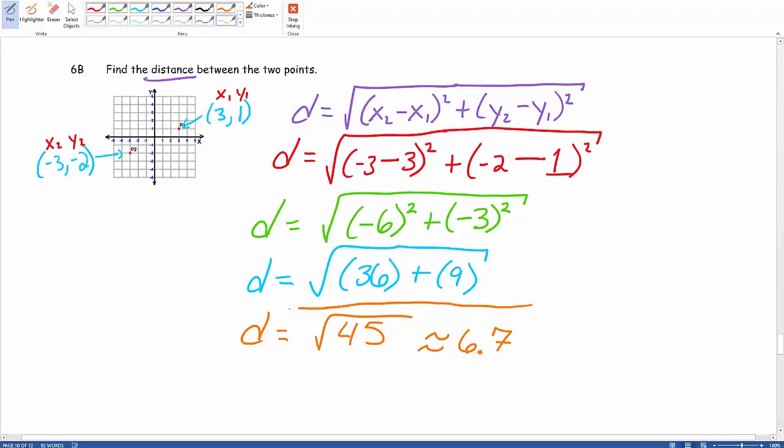So you can leave your answer as one of these two. I'm okay with either. You could also simplify this and end up with a final answer of 3 square root of 5. But again, I'm good with any of these 3.